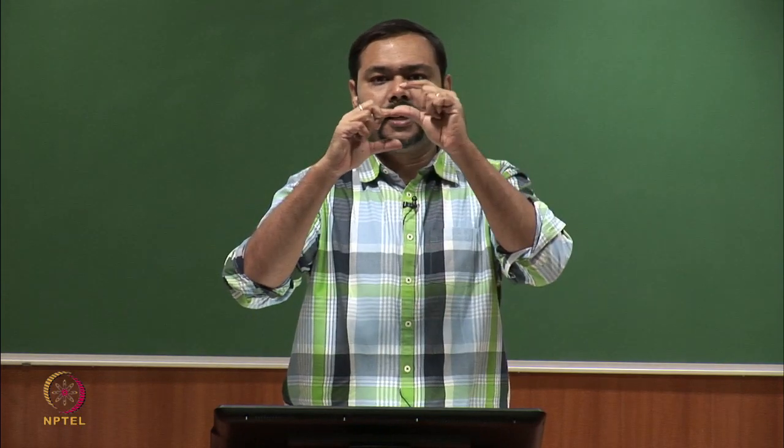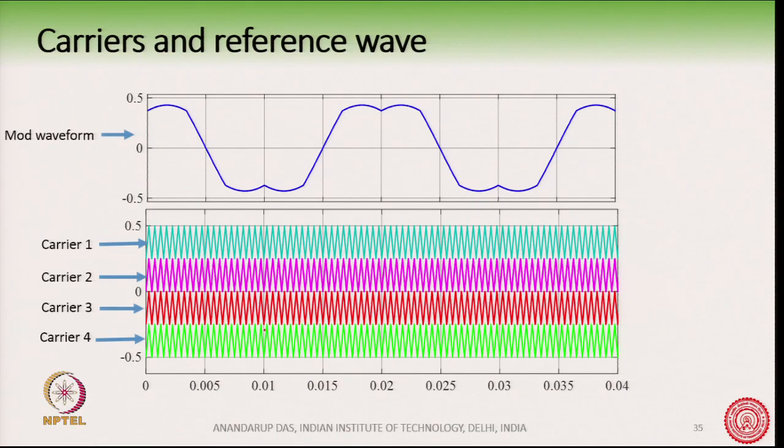So, you have one carrier here, second carrier here, third carrier here, fourth carrier, like that. And that is why the term level shift comes, it is a level shift PWM. For example, these are carrier 1, carrier 2, carrier 3, carrier 4, where the modulating waveform is shown like this, spanning between minus 0.5 and plus 0.5, and the carriers are vertically shifted from one another.